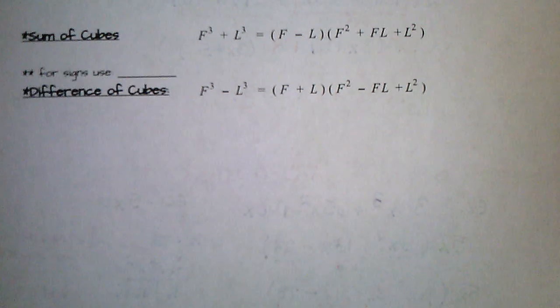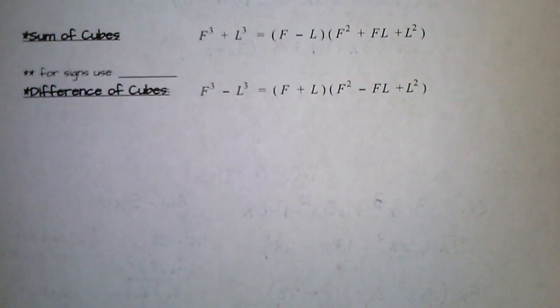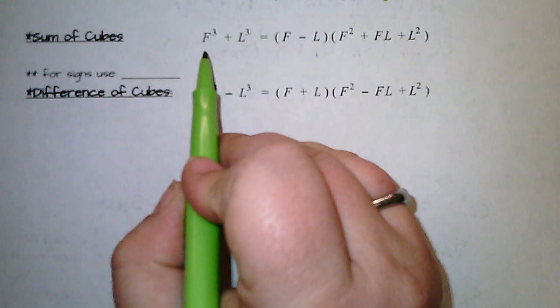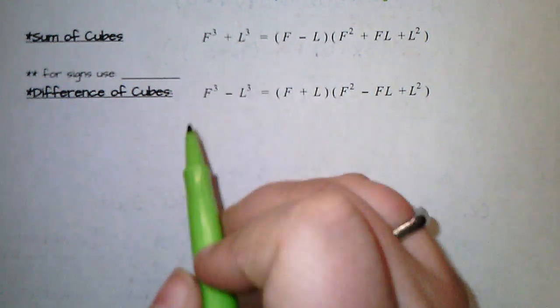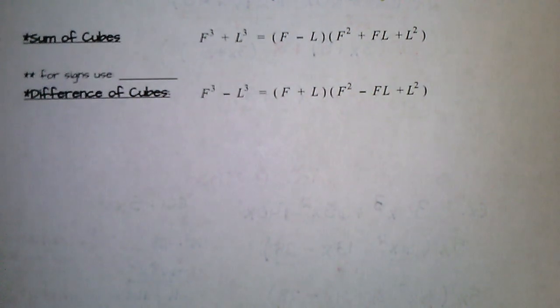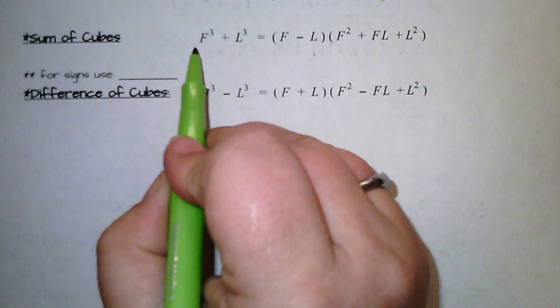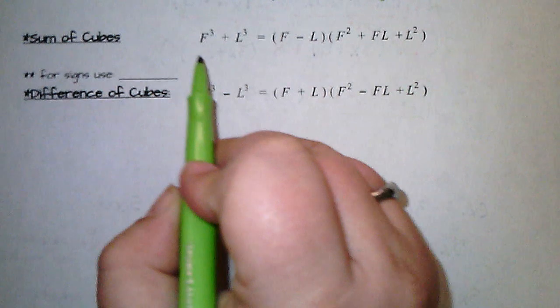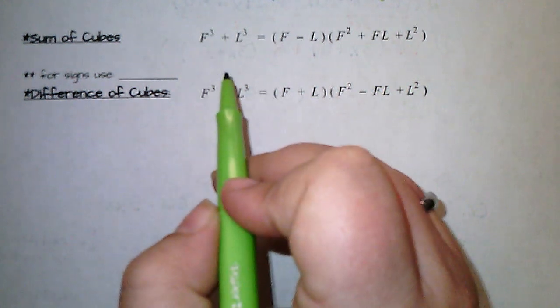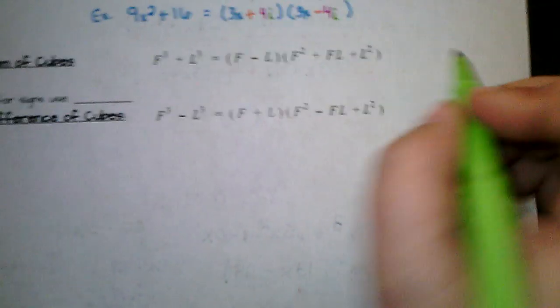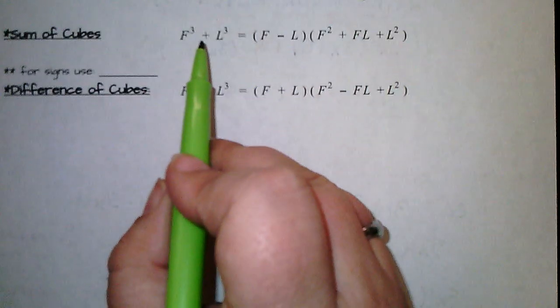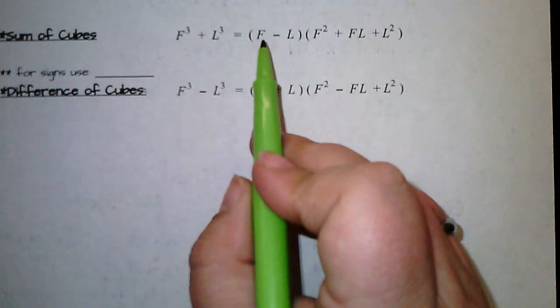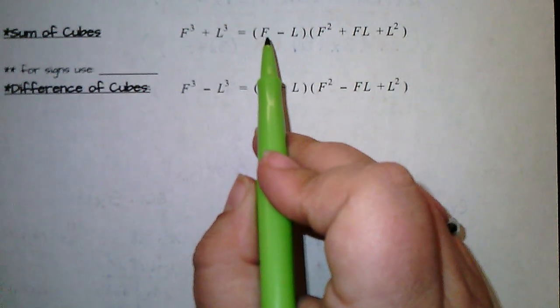Here are the new ones, sum and difference of cubes. So sum and difference of cubes, these are going to be different because they are cubed, not squared. So we haven't seen these before. But we will have to figure out where we'll do some cubing. It's like square root, but it's cube root. So if I have f to the third, in my pattern, I'm going to have f.